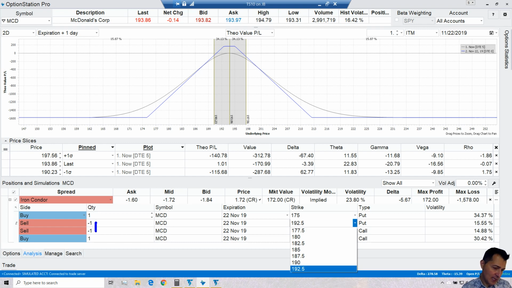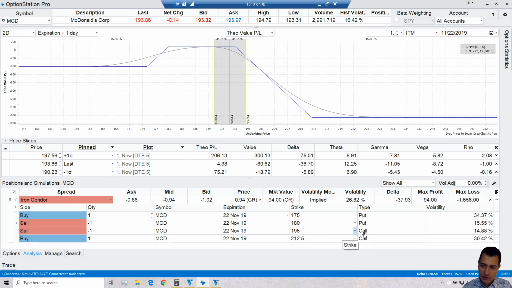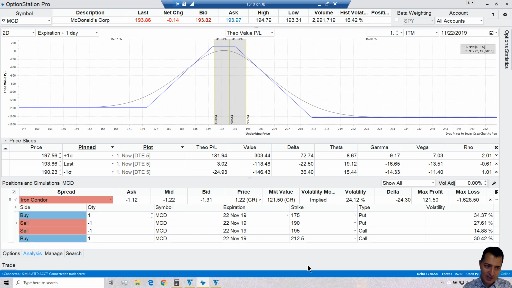But when you look at the -1, which are the options that you sell, where really the risk is, okay? So if instead of 192, I was to pick 180, now the volatility has changed to 15.55, where earlier it was not 15.55, it was 27.61, okay? 27.61.